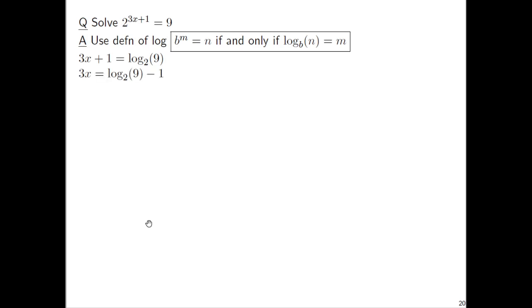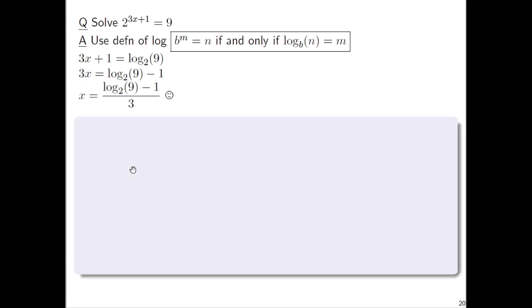Subtract 1 on each side. So 3x is equal to log base 2 of 9, then a minus 1. Don't turn that into log base 2 of 8. It's not a 9 minus 1. Okay, it's log base 2 of 9, take a breath, then a minus 1. Now divide both sides by 3. So x equals log base 2 of 9, then a minus 1, all over 3. Cool, we've solved for x here.